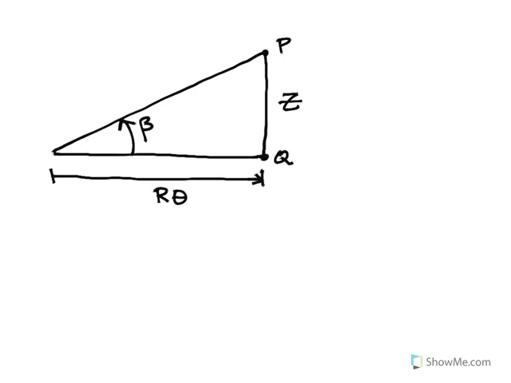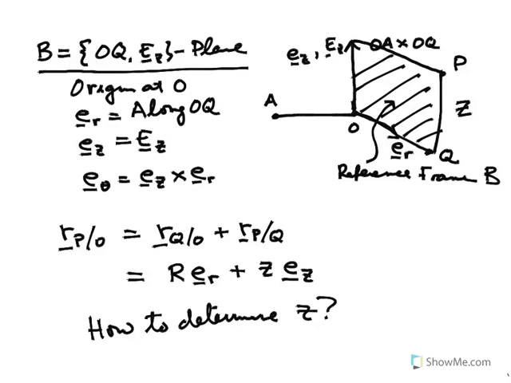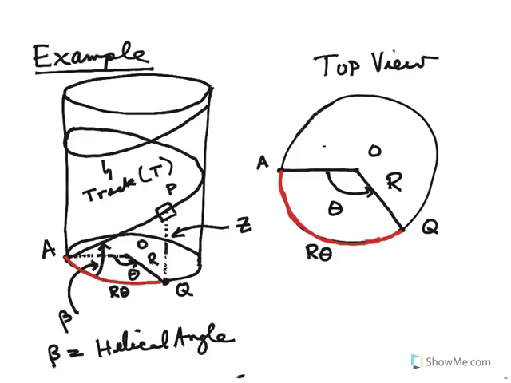So from this, you can actually see that z is equal to, well, let's do it in two steps. We can see that the tangent of beta is equal to opposite over adjacent, which is z over r times theta, which gives that z is equal to r theta times the tangent of beta. Now remember that beta is a constant, okay? So it's a constant angle. It's a constant.